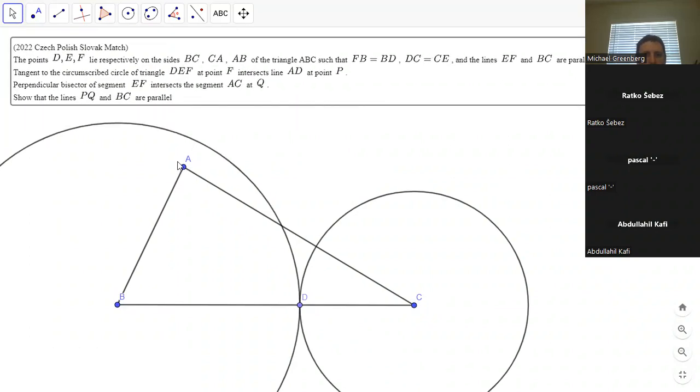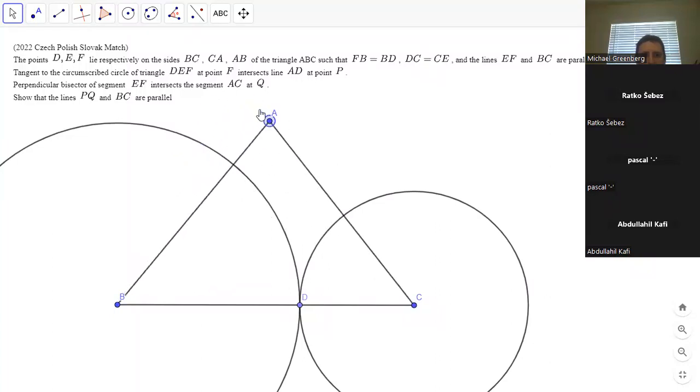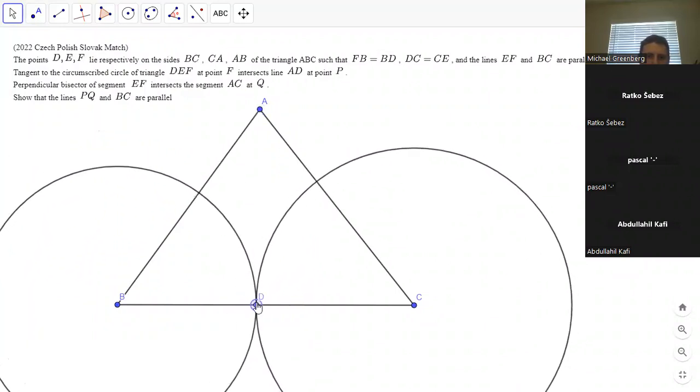Oh, and we also want EF and BC to be parallel. So these 2 intersection points need to be parallel with BC. So how do we draw it so that that's true?